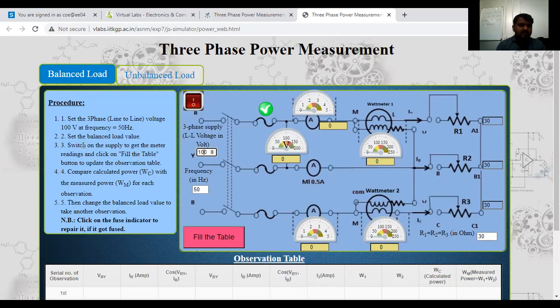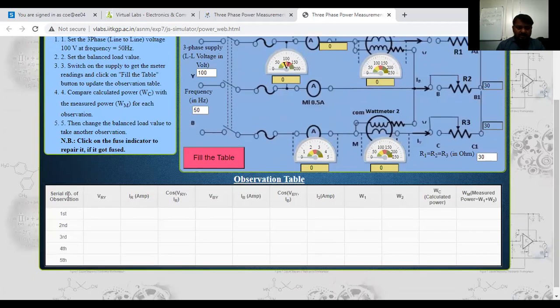Okay. Next, set the balanced load value. How much? Anything. I have set 30, let it be. Okay. Next, switch on the supply to get the meter readings and click on the fill table button to update the observation table. They have given the observation table also down here now. This is the serial number, first reading, second reading.